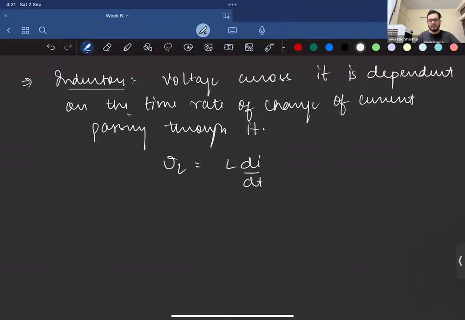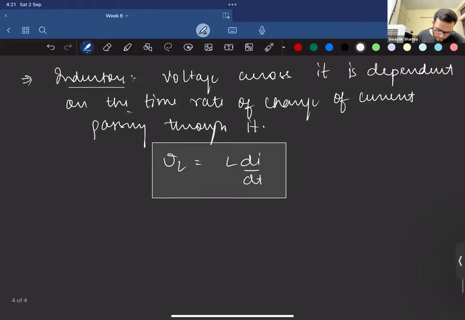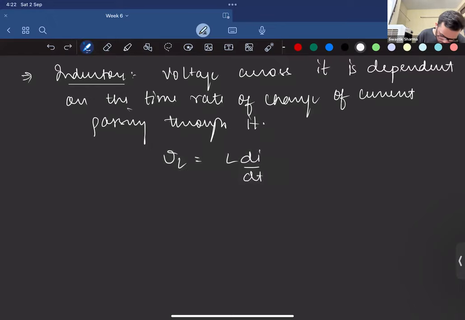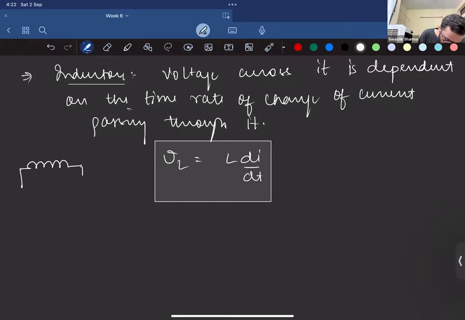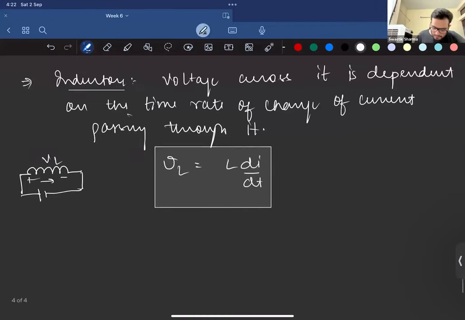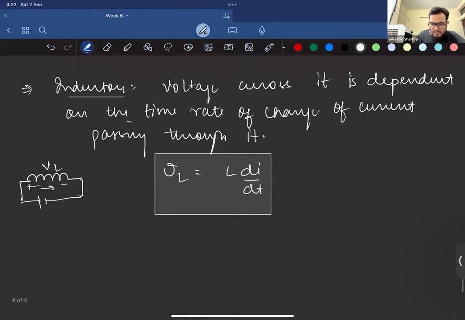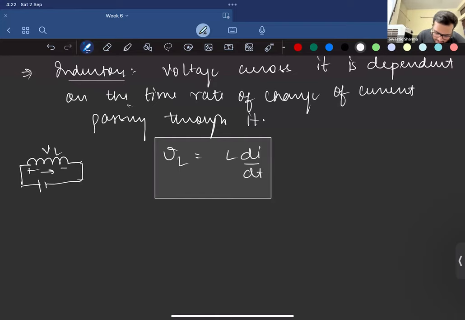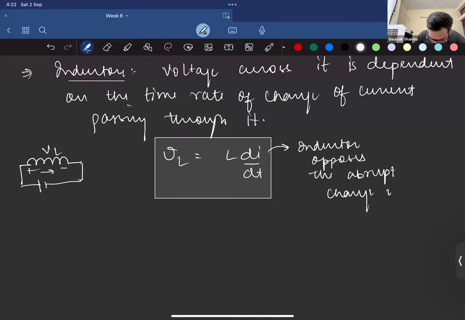Since the instructor hasn't taught this in class, I won't be going through how di by dt comes into the picture. So the voltage across the inductor is dependent on the rate of change of current through the inductor. Like a capacitor, where we saw it opposes abrupt change in the voltage, here an inductor opposes abrupt change in current.